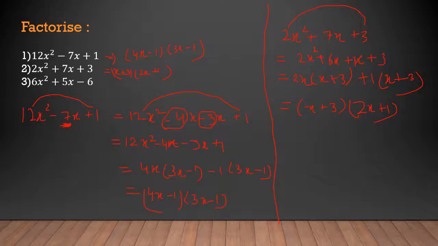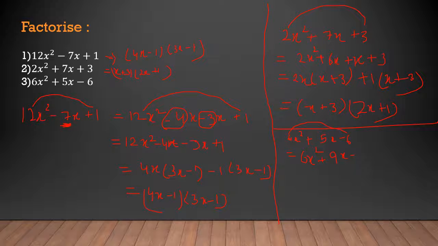Now third question, 6x square plus 5x minus 6. It can be easily done. Here we can see 6 into minus 6 equal to minus 36. So we have to break down 5 in such a way that the product of these two parts will be equal to minus 36. So 6x square, we can write 5x as 9x minus 4x.